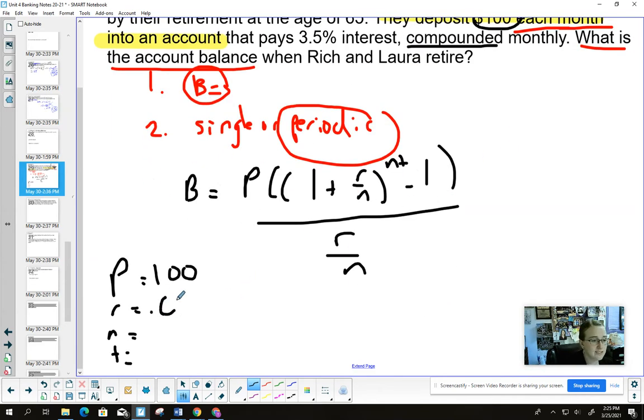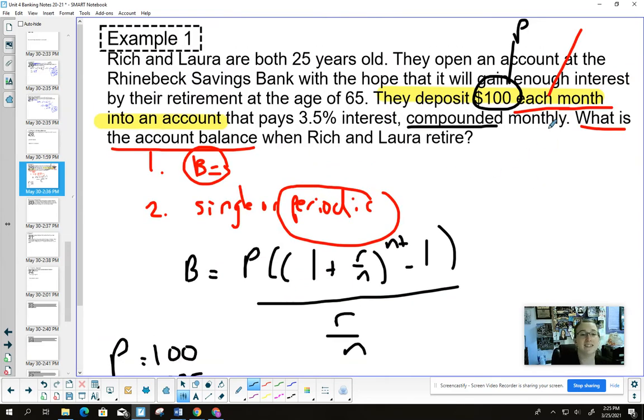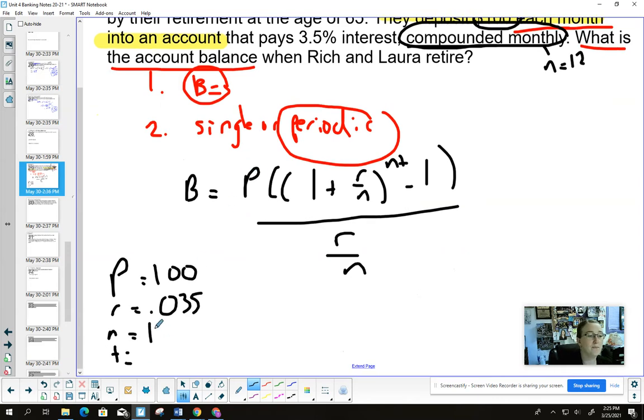Okay, so R is 0.035. N comes from compounding. So find compounding if you got stuck. N equals 12. Compounding monthly, that means that'll happen 12 times in a year, right? Only because it says monthly is why it's 12. If it said daily, it wouldn't be 12, right? So we got to be careful.